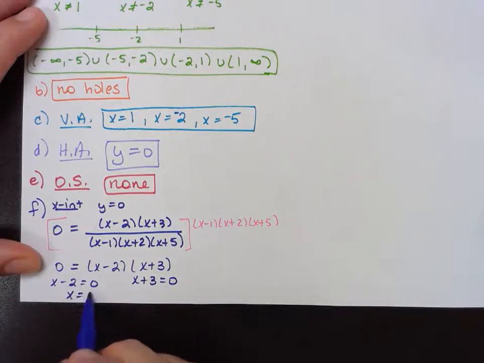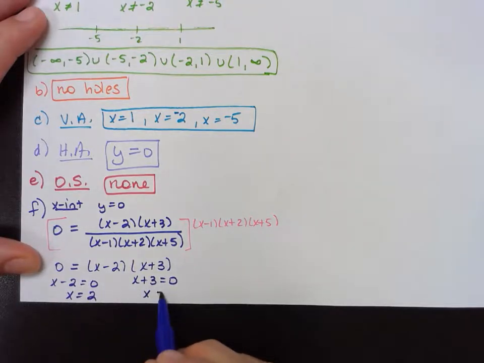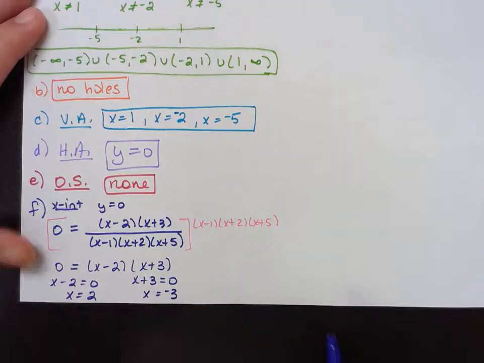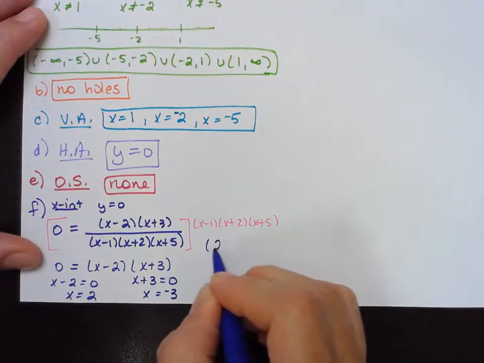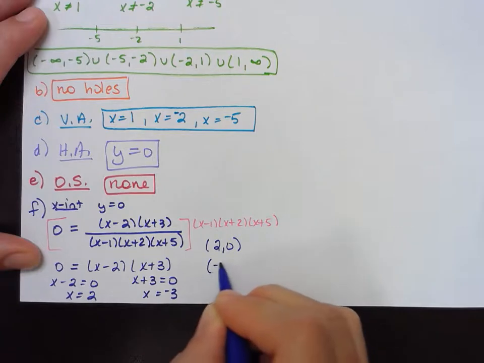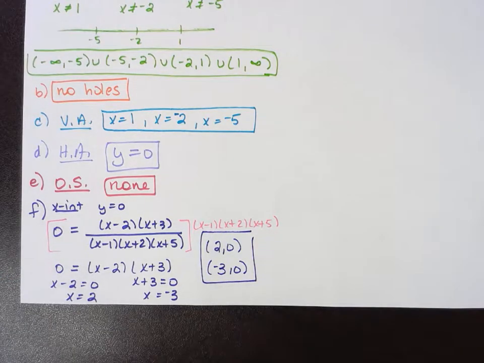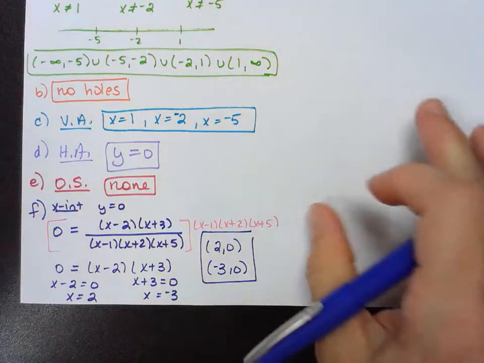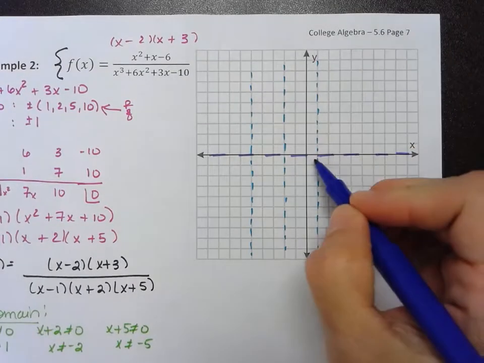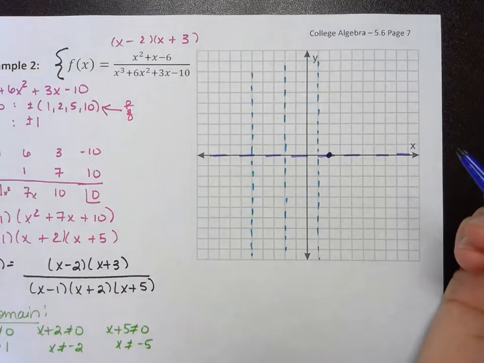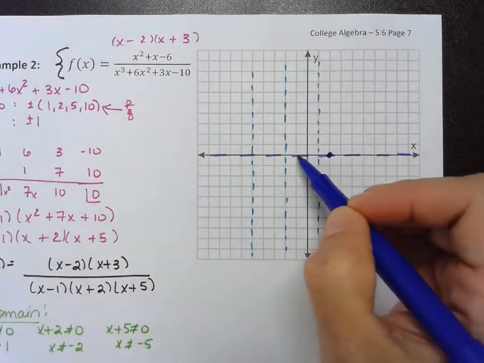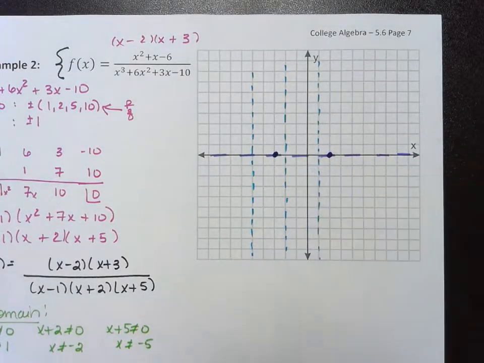Add 2, so x equals 2. Subtract 3, so x equals negative 3. Your x-intercepts are the points (2, 0) and (-3, 0). Let's go ahead and put those on our graph as well. (2, 0), and (-3, 0). 1, 2, 3. Negative 3, 0.